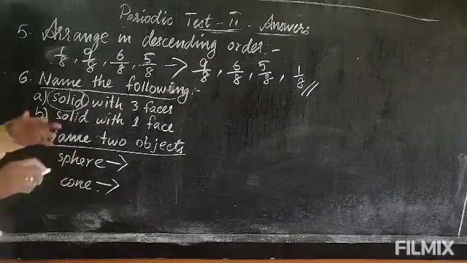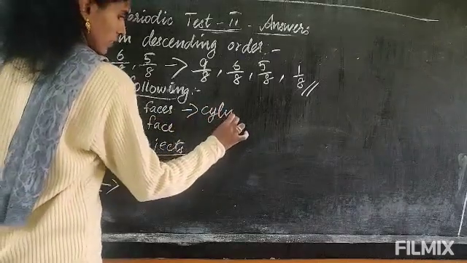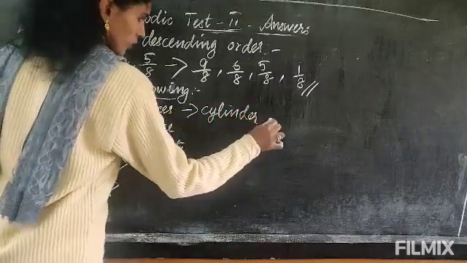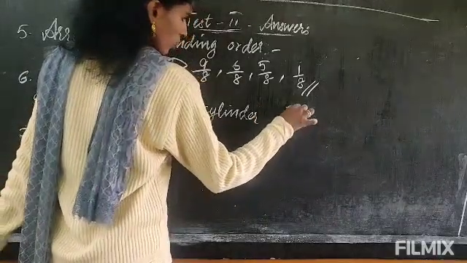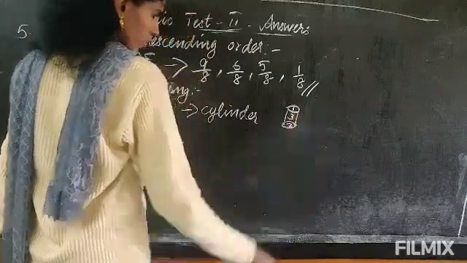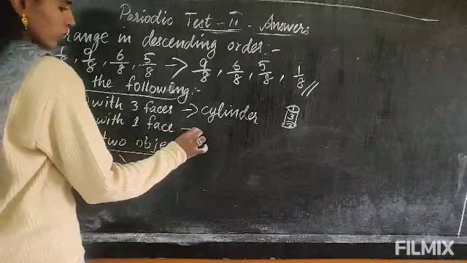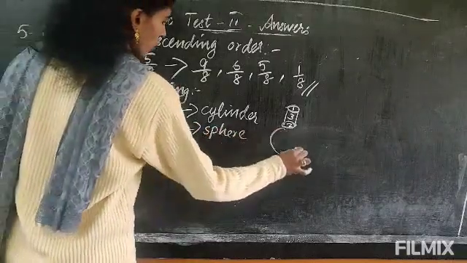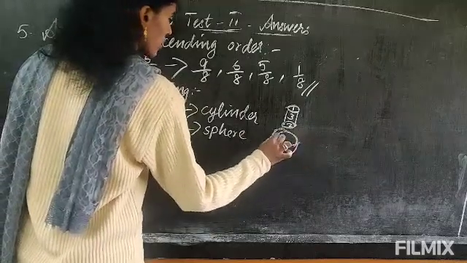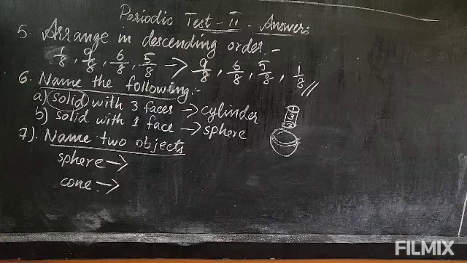So solid with 3 faces. Which is having 3 faces? That is cylinder. Cylinder is having 3 faces. I know you will know, I think. So this is 1 face, 2, and this is 3 face. It has the 3 faces. Again, solid with 1 face. That is sphere. Sphere means like a ball, no? Like a ball. It has only 1 face. So that is the answer.